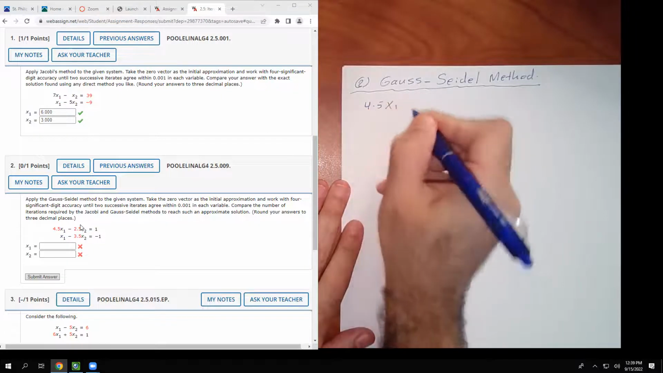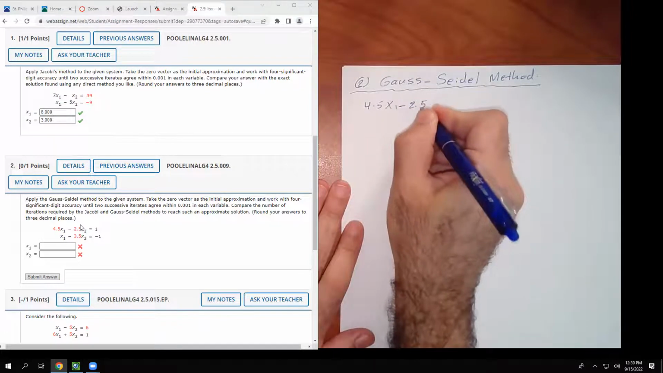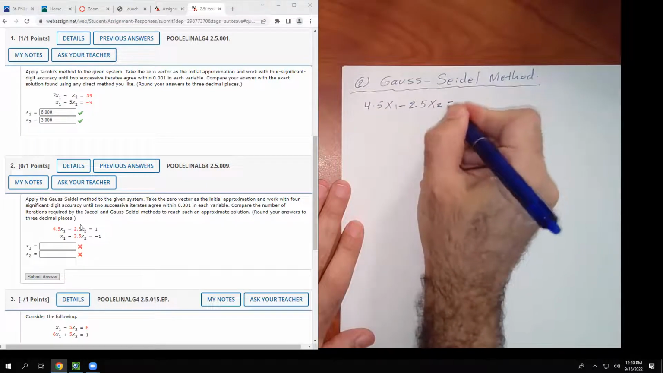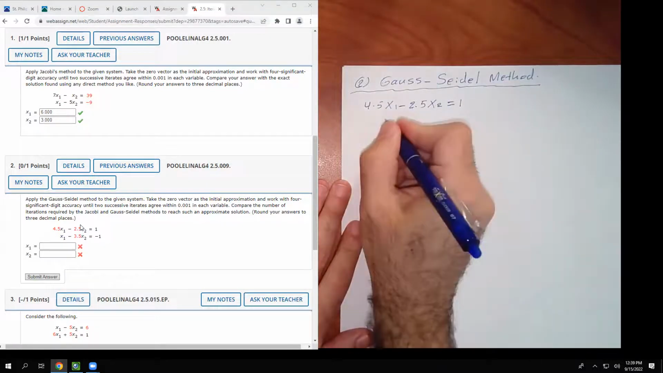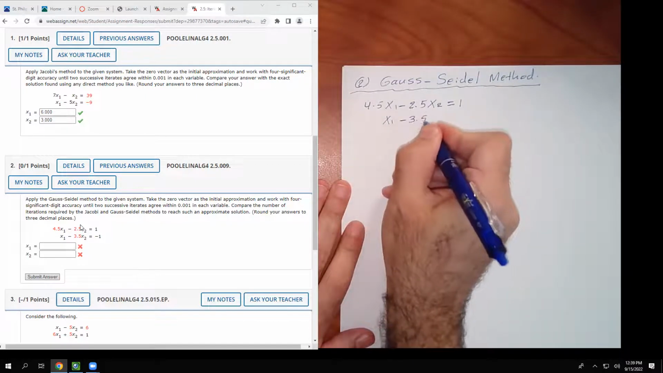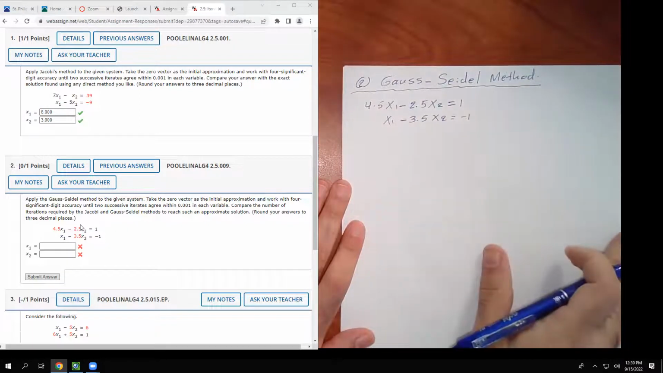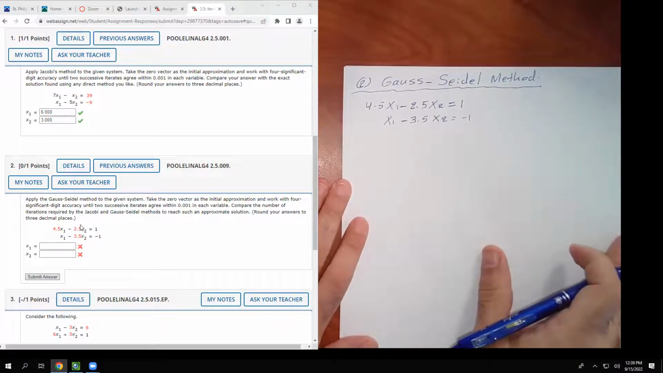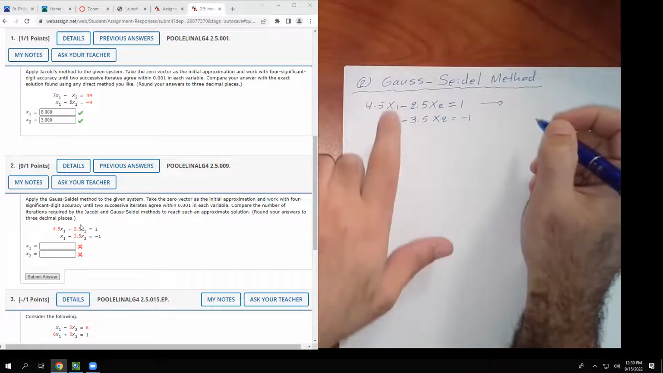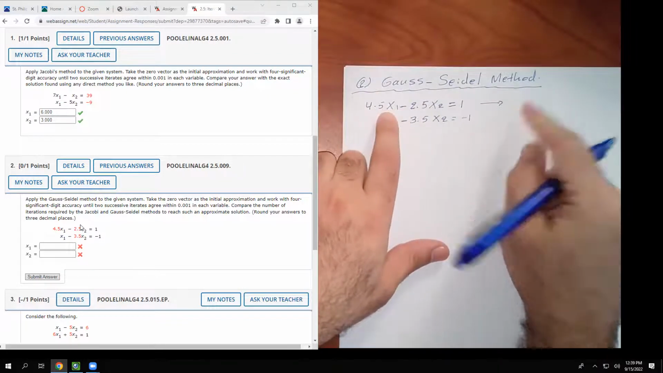So here's the first one: 4.5 x1 minus 2.5 x2 equals 1. And the second one is x1 minus 3.5 x2 equals negative 1. So now we're going to use the Gauss-Seidel method. I'm going to solve the first one for x1, so I'm going to move x2 to the other side and divide by 4.5.